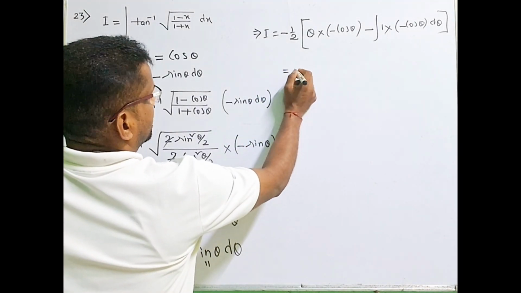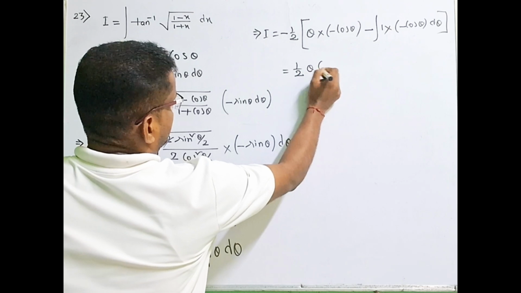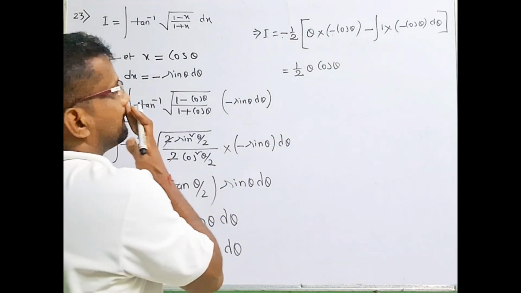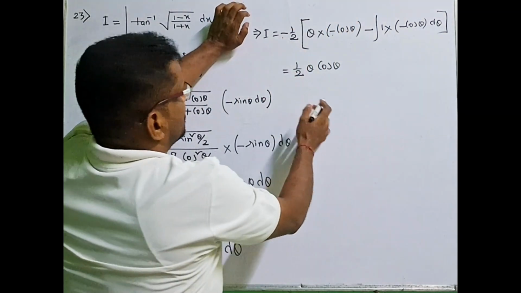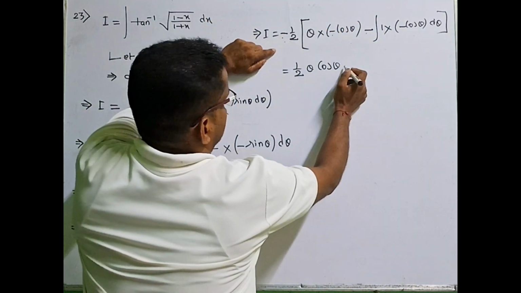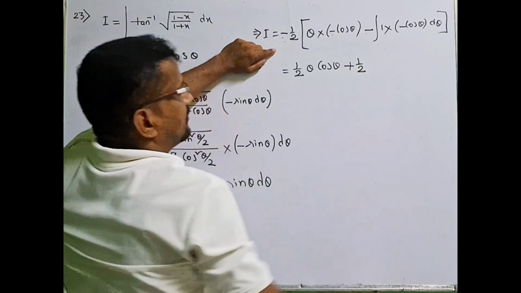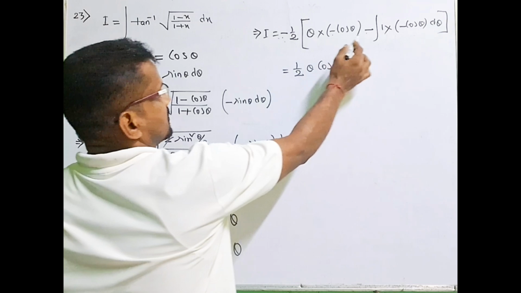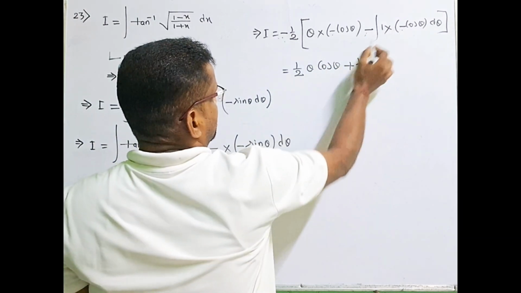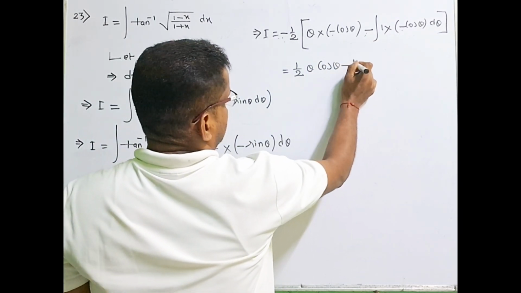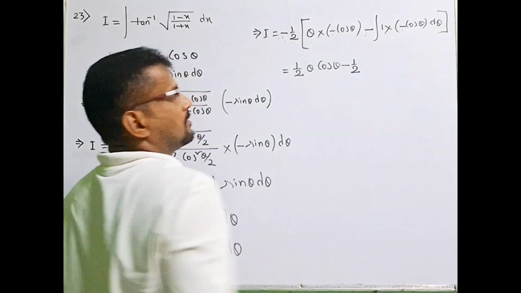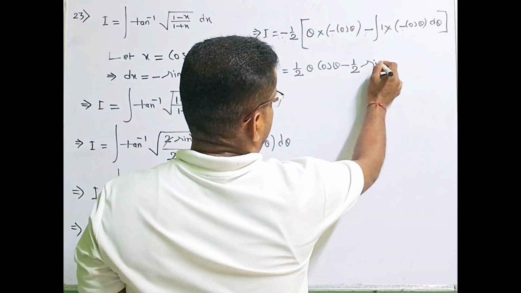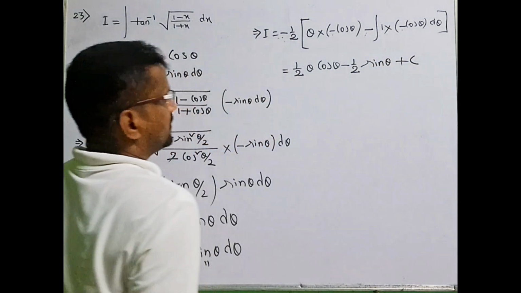Equal to, then it is half of theta cos theta, this is minus minus positive sign, and here you see, minus of this minus plus half of, and minus, this is minus sign, plus again here it is negative sign, ultimately it is minus half of integration of cos theta. Integration of cos theta is sin theta, so simply write sin theta plus c, constant of integration.